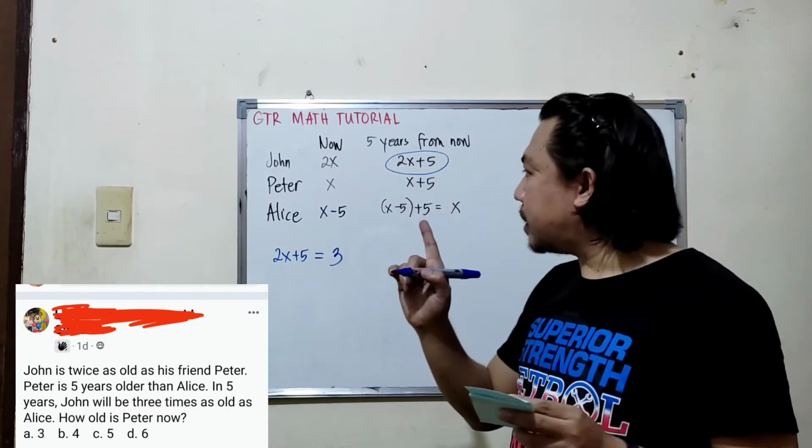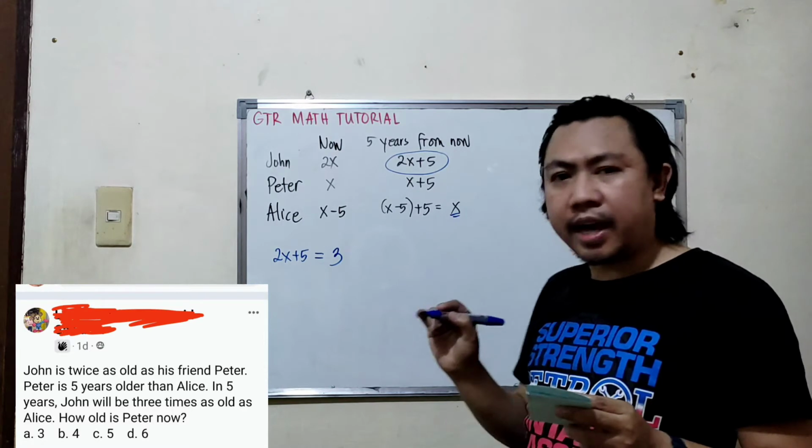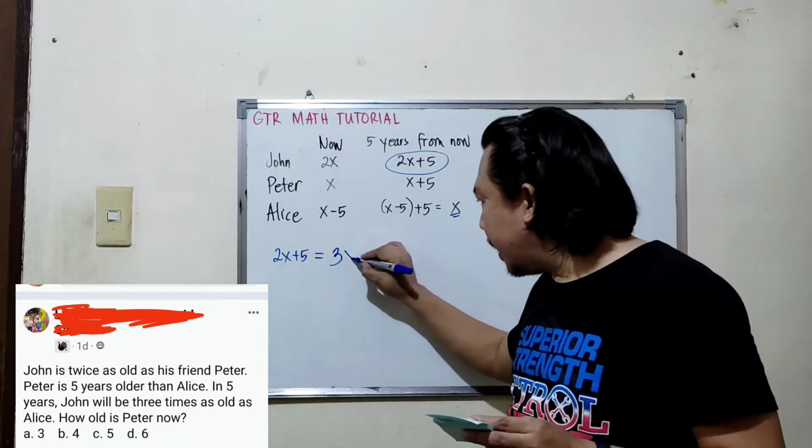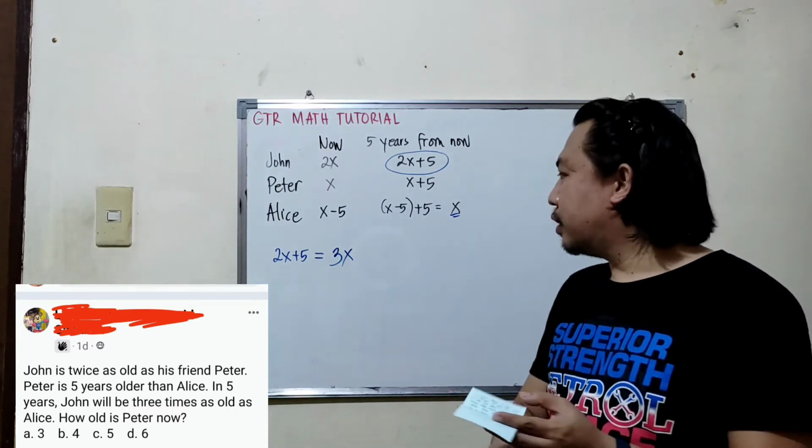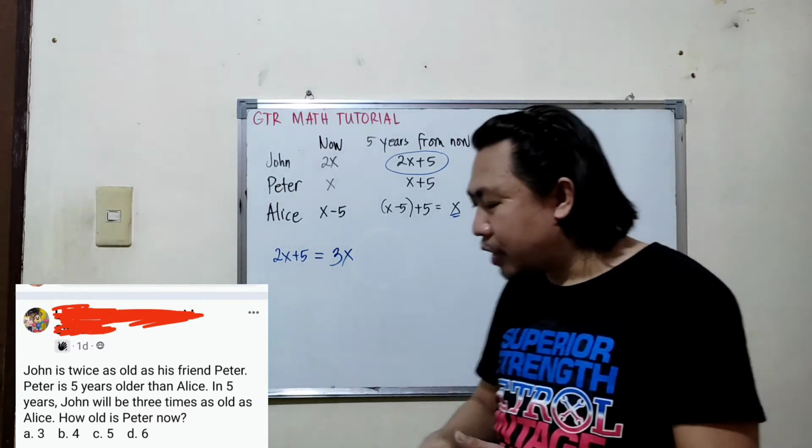3 times as old as Alice. Nasaan si Alice? Si Alice ay x. And 3 times Alice, age ni Alice, is 3x. Okay? So, yan ang ating equation. So, just solve for x. Madali na lang yung equation natin, no?